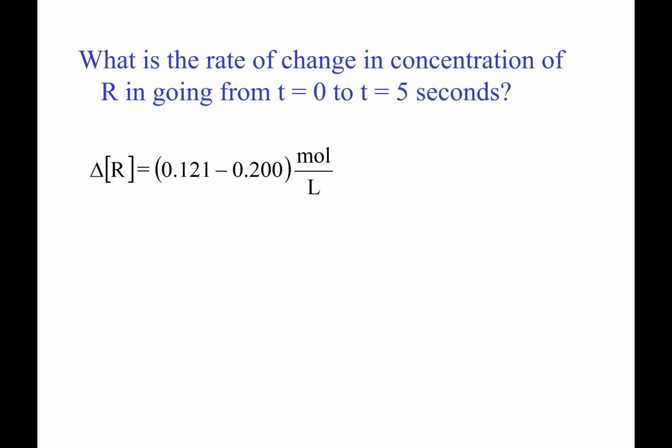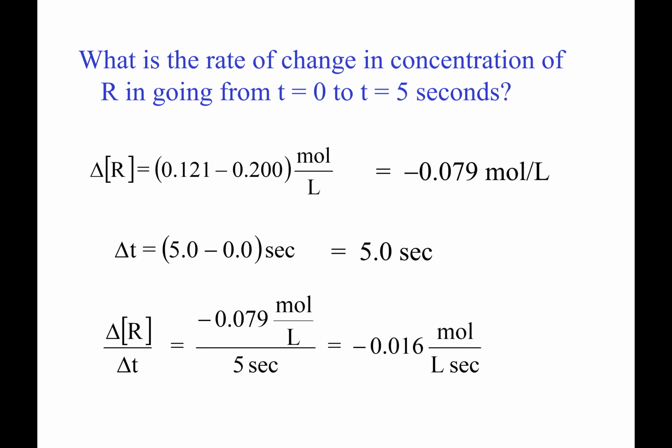So it would be the change in the molar concentration. Are we okay with where that came from? And it's always final minus initial. So the final was 0.121 molar. The initial was 0.200 molar. Because we're going to get a negative number there, right? And it is negative. So the change in the molar concentration of R over that time interval is negative 0.079 moles per liter. The change in time would be final minus initial, 5 seconds minus 0 seconds, so you're looking at 5 seconds. So then all we have to do is one last division.